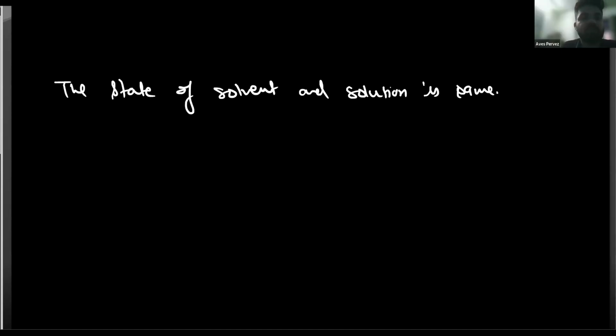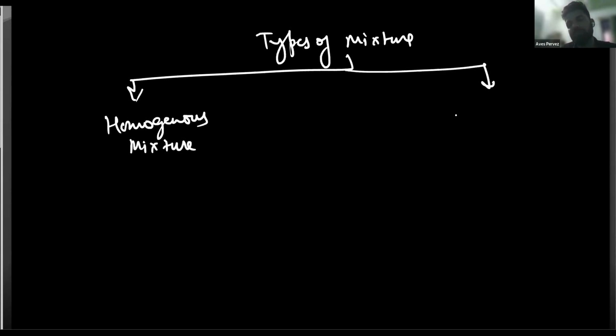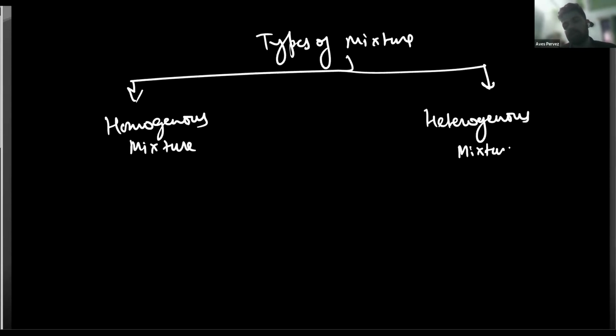Okay, now moving to the next point: the types of solution, or types of mixtures. First, let's discuss types of mixtures. Mixtures are of two types. One is homogeneous mixtures. Another one is heterogeneous mixtures. Okay, Aziz, why did you leave the class? So these are heterogeneous mixtures and homogeneous mixtures.